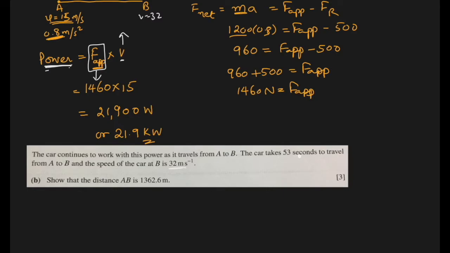The car takes 53 seconds to travel from A to B. So time is given to us. Time is 53 seconds. Okay, and last velocity is 32 meters per second. Show that the distance AB is 1362.6. Okay, so let's use the energy formula again.